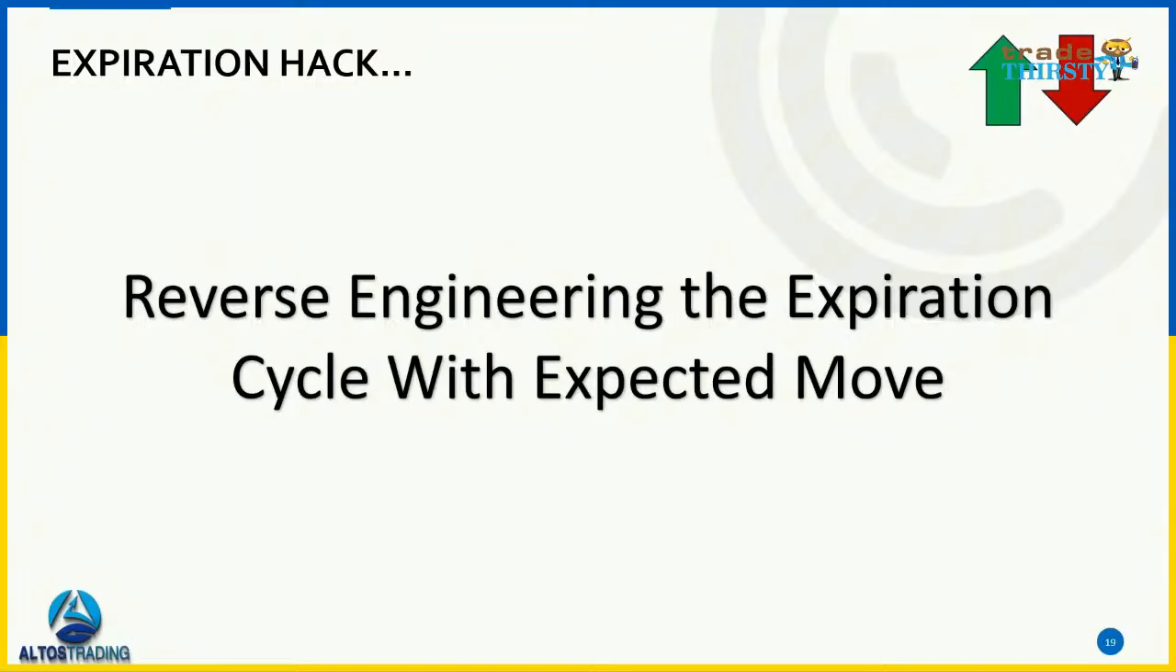We had one expiration cycle a month back when I started trading options. Now we've got 0 DTEs. Well, that creates some confusion, some uncertainty, right? Well, I'm going to show you how to reverse engineer the expiration cycle with the expected move.